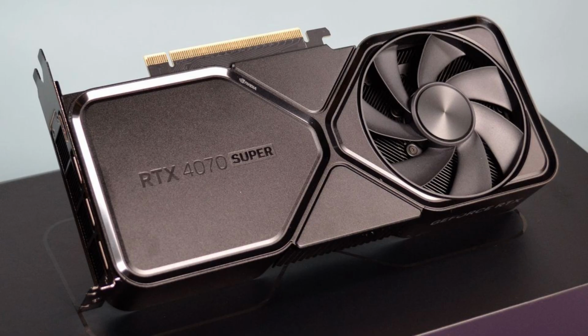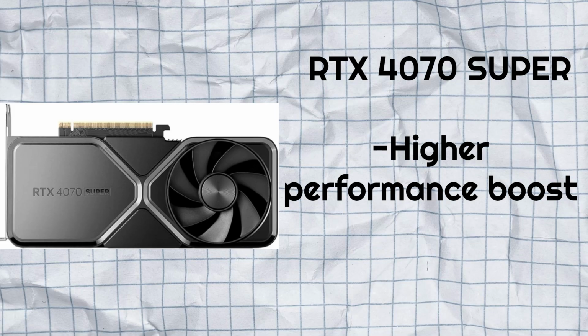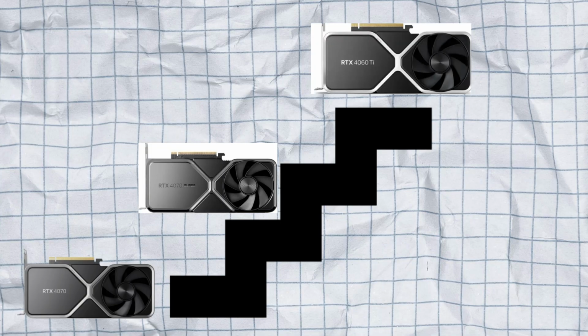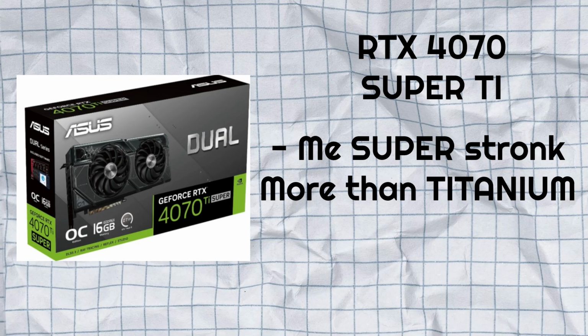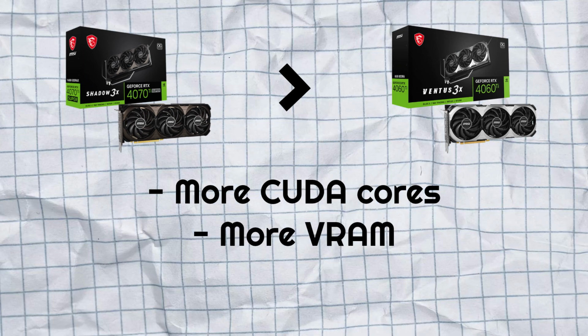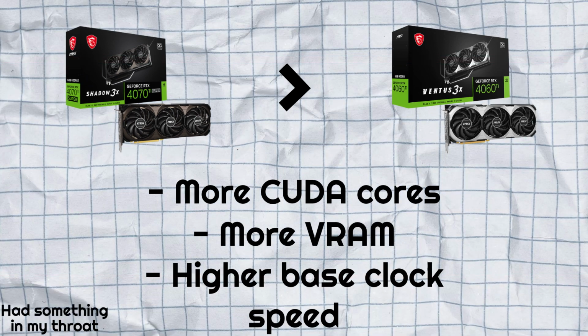And Super, which means that it has a higher performance boost, like the Ti, except it also has a higher factory clock speed. It also serves as a midway point between Ti and non-Ti cards. Then there's the more recent Super Ti, which is much more powerful than both, having more CUDA cores than the Ti and more VRAM and much higher base clock speed.